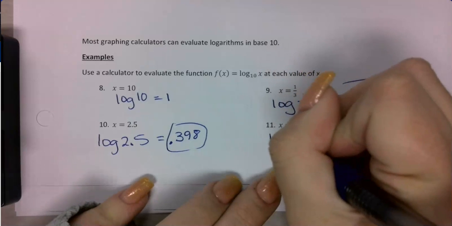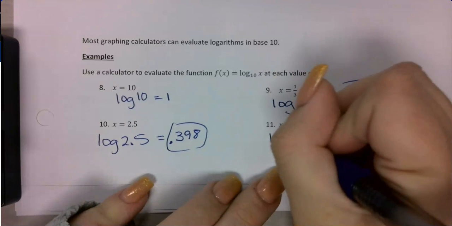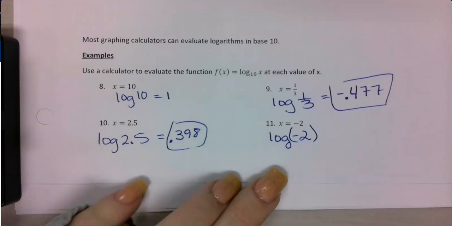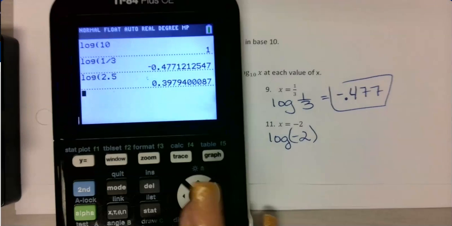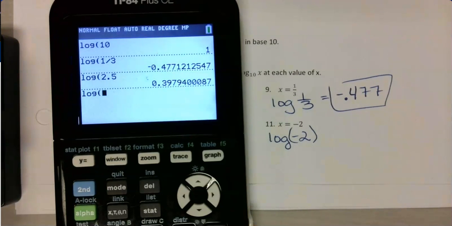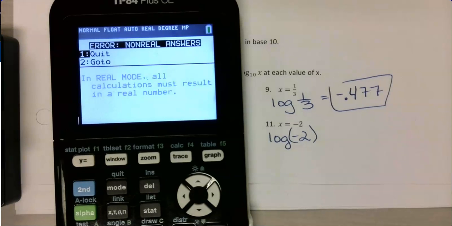Okay, number 11 is log negative 2. Whenever I have negative numbers for logarithms, I always put them in parentheses with the word. And then I'm going to type this in, making sure I'm using the negative from down below. And this one gives me error.